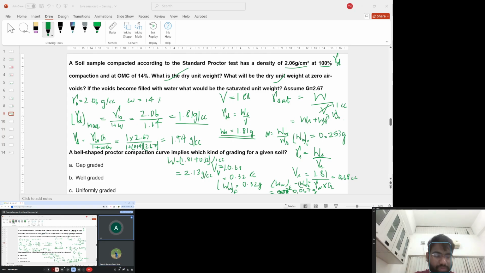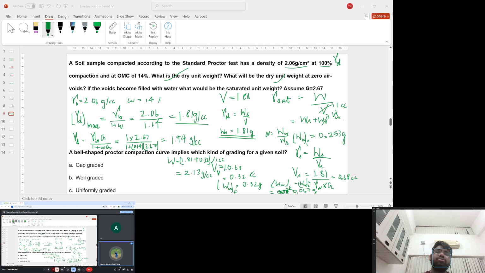Sir, this gamma sat, the last part, this is the gamma sat at OMC? Yes, exactly, for the compaction curve. Then is it possible to use the formula directly? Gamma sat is equal to G plus e by 1 plus e into gamma W, in which e is equal to e minimum. But we don't know it. We cannot get it here.